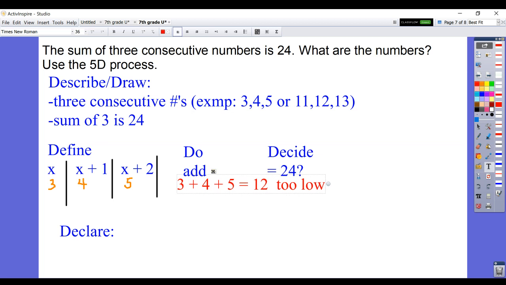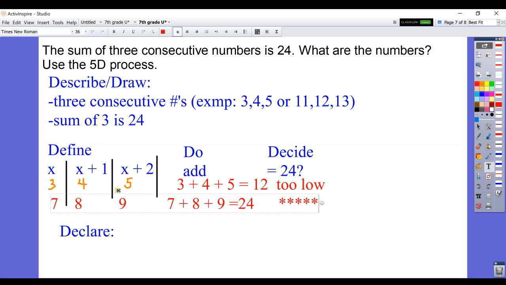So then maybe we'll try something different. Maybe 8, 9, and 10, or 7, 8, 9. Again, you get to kind of play around with it a little bit. Let's try 7, 8, and 9. So 7 plus 8 plus 9. 7 plus 8 is 15, plus 9 is 24. So yay, that one worked. And remember, it won't always happen that quickly, but that is the idea.